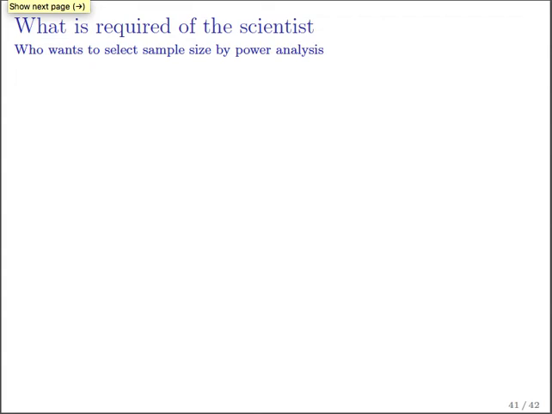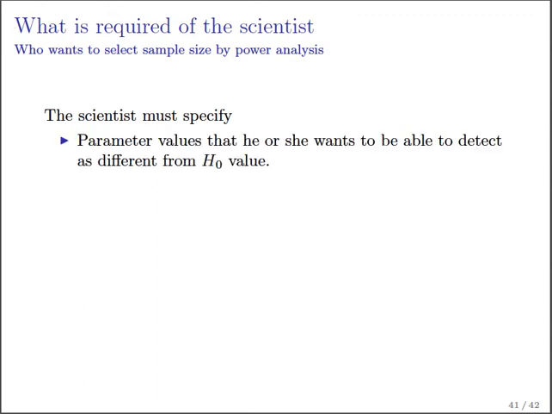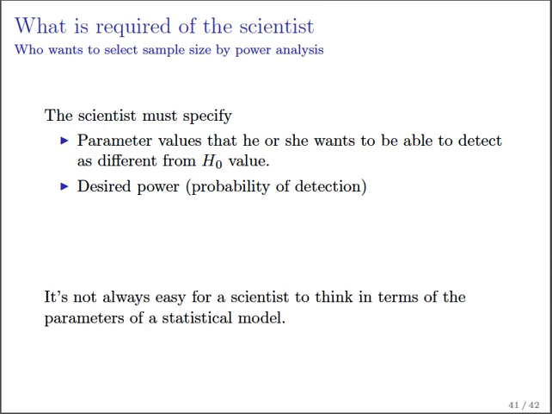So what's required of the scientist who wants to select sample size by power analysis? The scientist needs to specify the parameter value. By the way, if we're doing exercises in this class, you're the scientist as well as the statistician. But in most applications, you've got a scientist who's not a statistician. So that means that the scientist has to specify the parameter values that she wants to be able to detect as different from the null hypothesis value. That is the difference between means, a correlation coefficient, a regression coefficient, whatever it is. And also a desired power, which is a probability of detecting that effect as statistically significant by rejecting the null hypothesis.